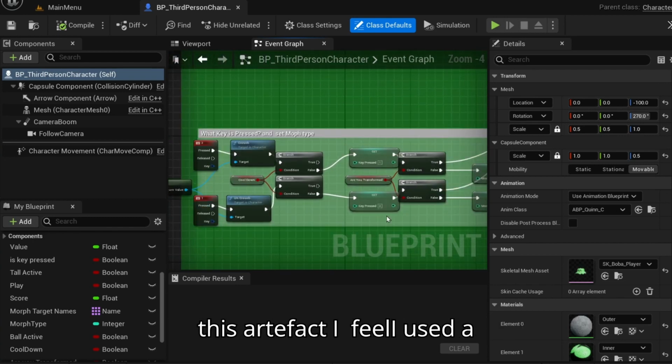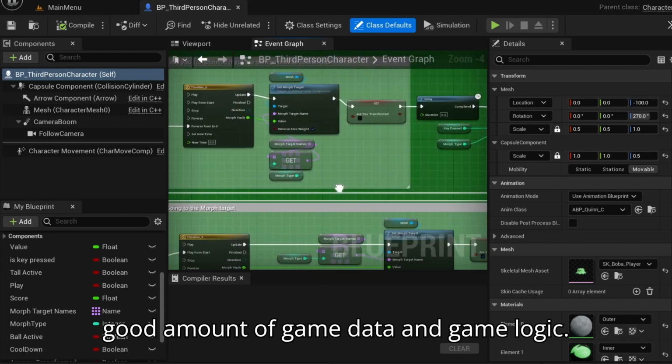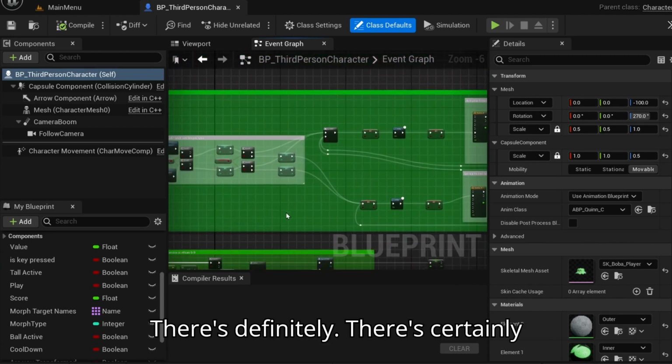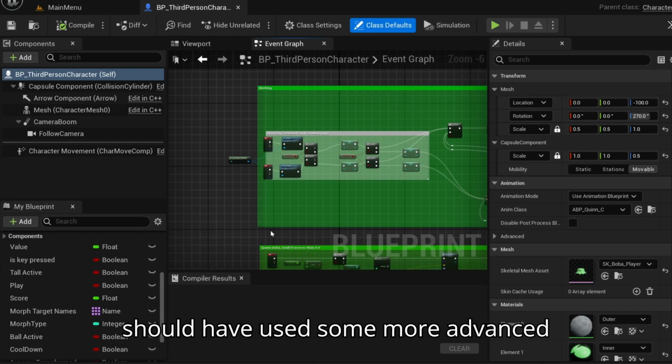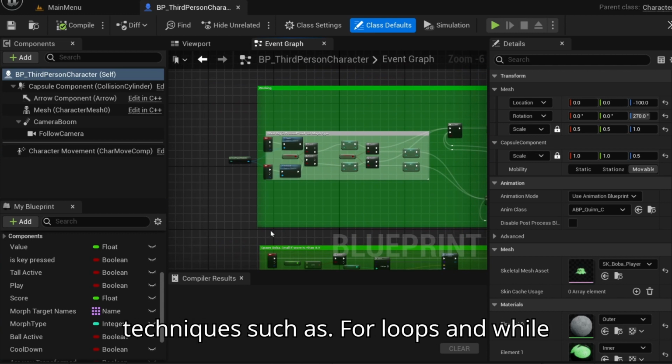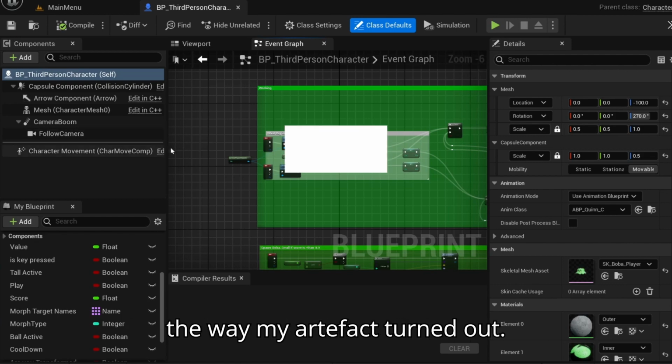Overall, throughout this artifact, I feel I used a good amount of game data and game logic. There's certainly places where I could improve, and I felt I should have used some more advanced techniques such as for loops and while loops. But overall, I'm really happy with the way my artifact turned out.